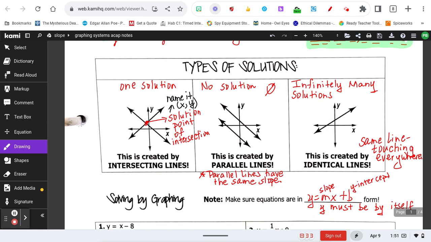Okay, sometimes the lines are identical. The lines are identical. That means they're the same line and they're touching everywhere. So if they're touching everywhere, it's an infinite amount of solutions. They're intersecting everywhere, guys.